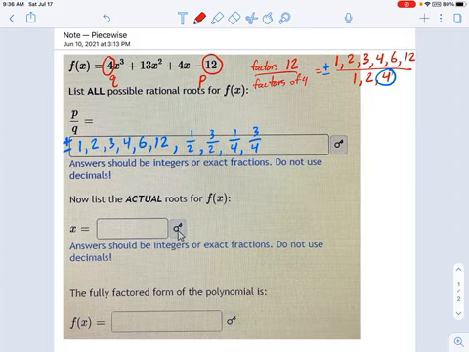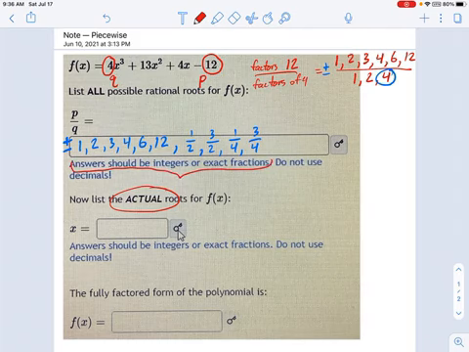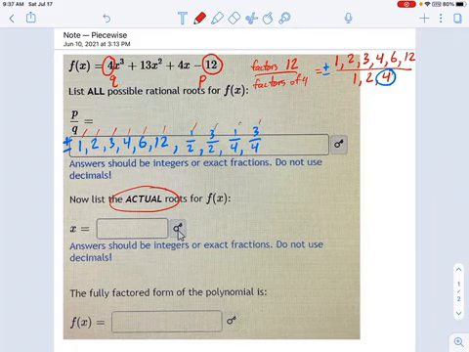So the actual roots for f of x are a subset of this big, long list of possibilities. We have to search that big list to find the actual roots. And you may be looking at this thinking, okay, 1, 2, 3, 4, 5, 6, 7, 8, 9, 10 times plus and minus. So that's 20 possible roots. In other words, 20 possible versions of synthetic division.